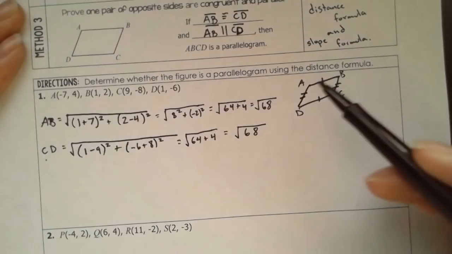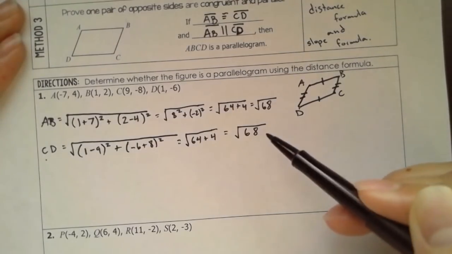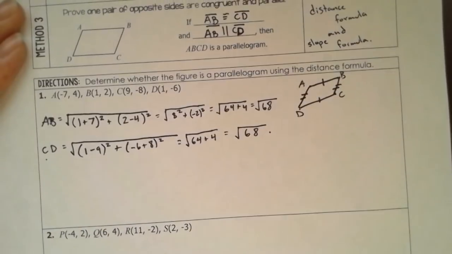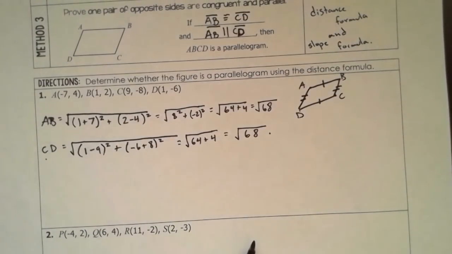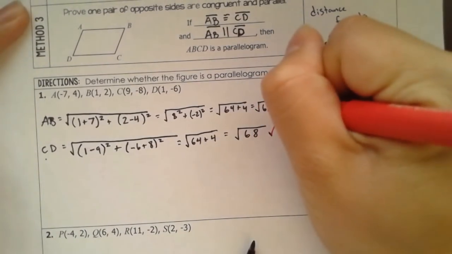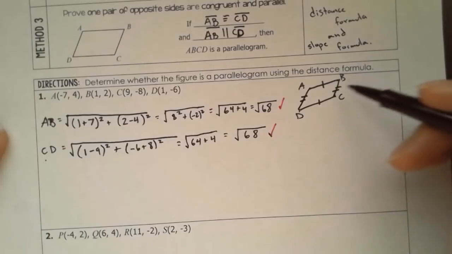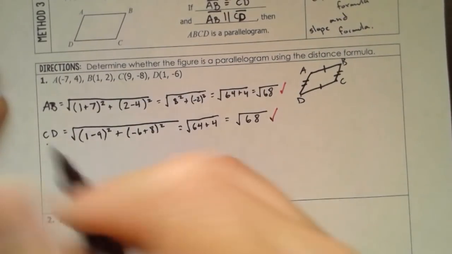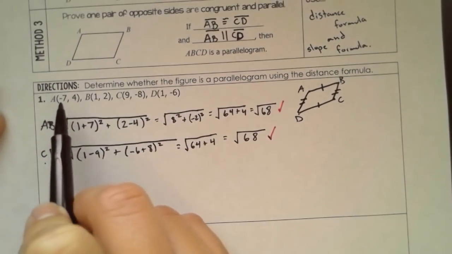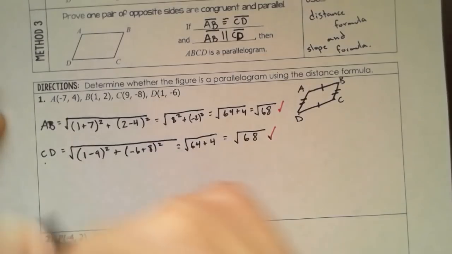So the two opposite sides, AB and DC, are equal. So let me use red. We just shown those pairs of opposite sides are equal, so we're good there. Now let's show AD and BC are equal. So AD, here's A, here's D.